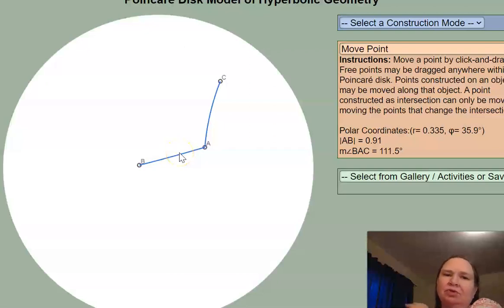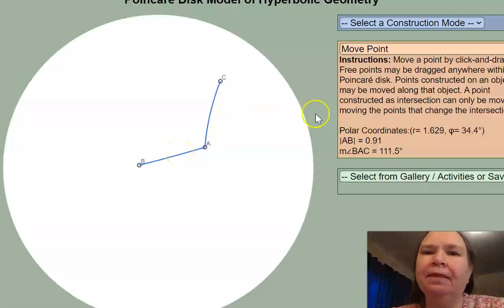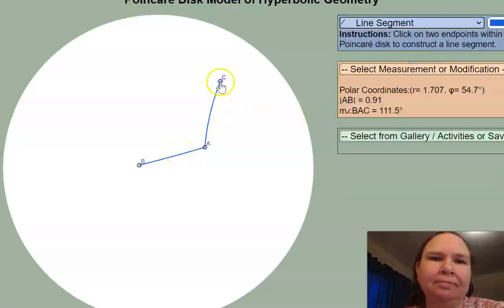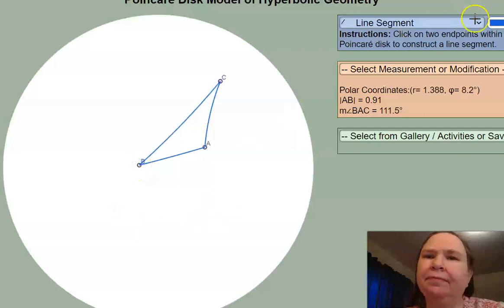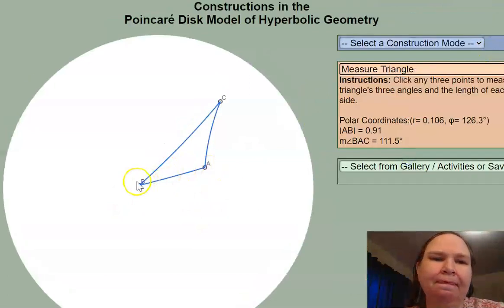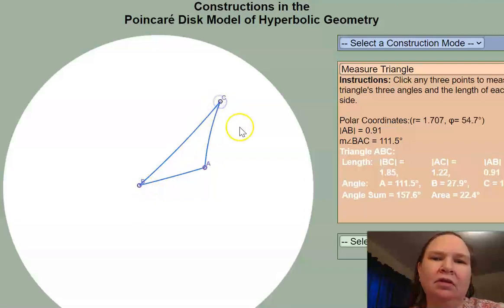Let's make this into a triangle and measure out the triangle. So I need one more segment. There we go. And I'm going to measure that triangle. So I'm going to click on A, and then B, and then C.